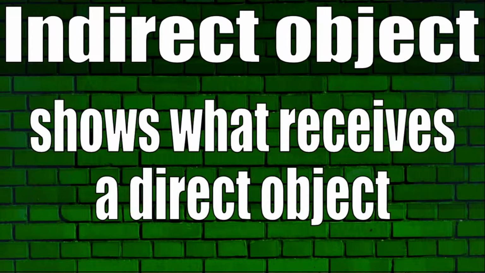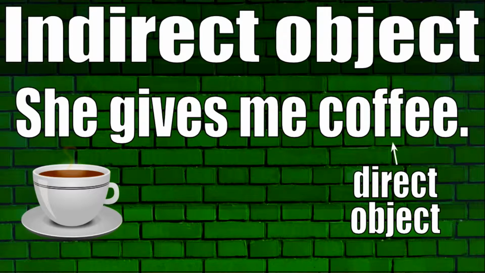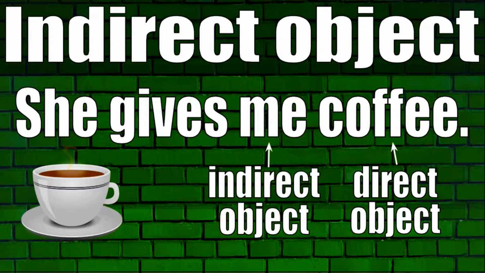Indirect objects are very closely related to direct objects. All it does is show what receives a direct object. As an example, she gives me coffee. We already know that coffee is the direct object of the sentence because coffee is the thing that is being given. The word me is the indirect object because me is the thing or person that the coffee is being given to.